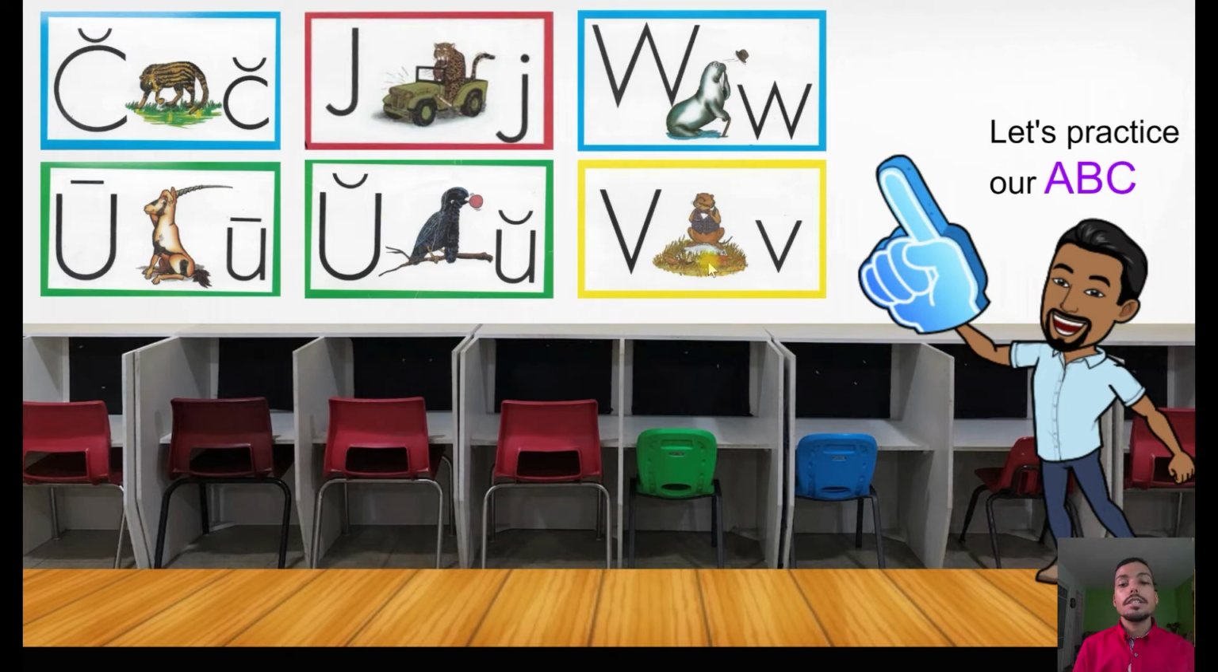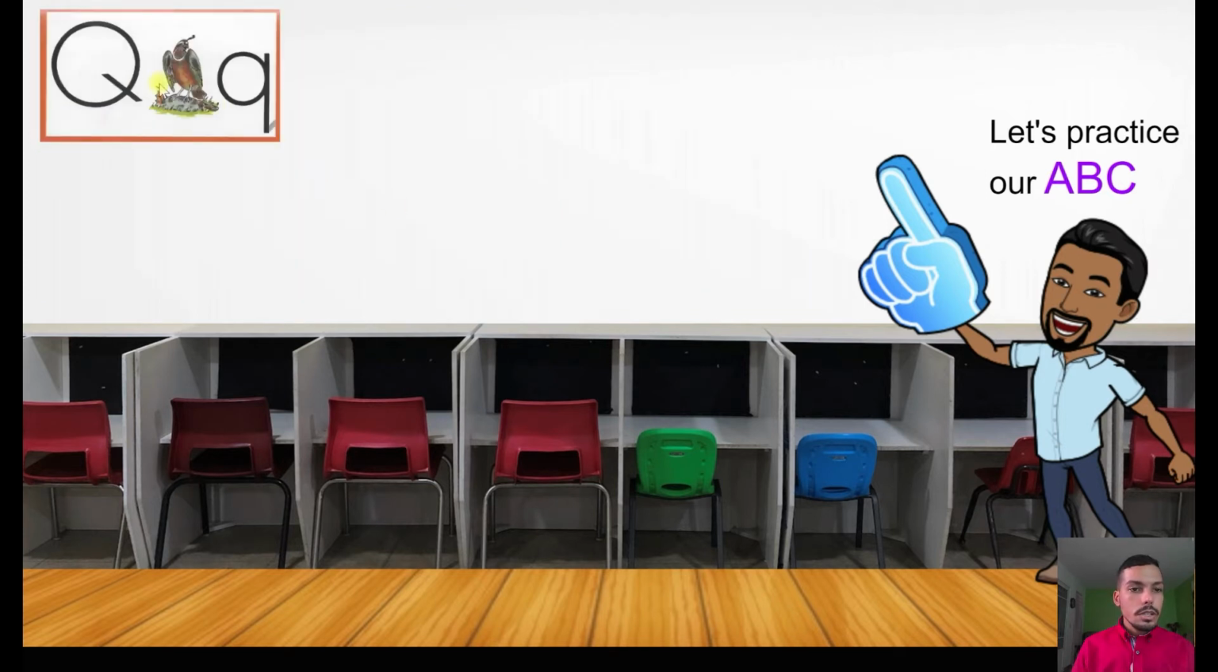The next one here, its name is vol, and vol has a letter that sounds v. Okay, when you see the letter V, it's going to sound v. Okay. Now we're going to see the last one that we have learned.